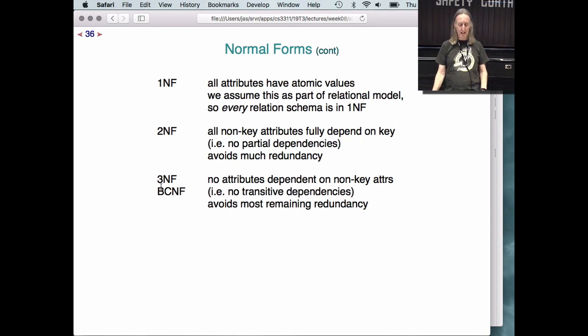And having things in third normal form and BCNF basically means that there are no attributes in the table that don't depend on the key. So everything in a particular table depends on the key. And so if you've got something in 3NF or BCNF, then you've basically eliminated redundancy.